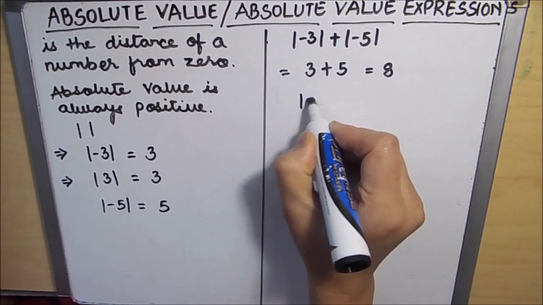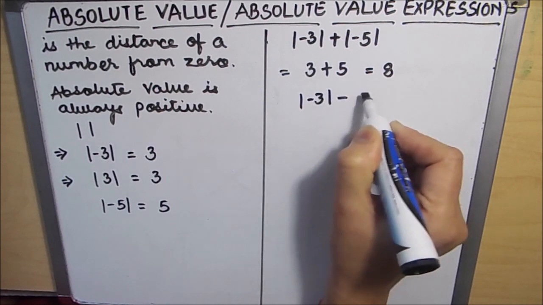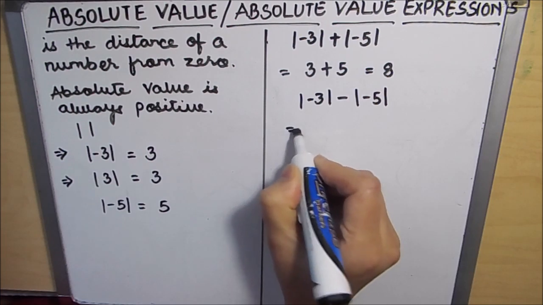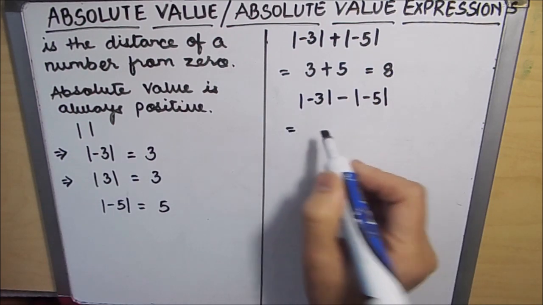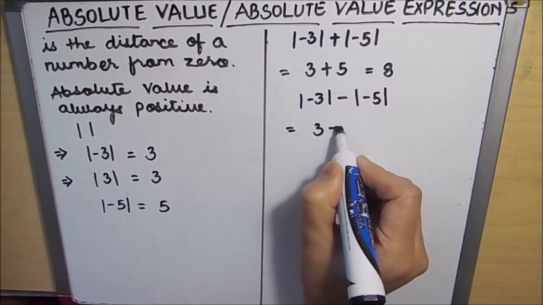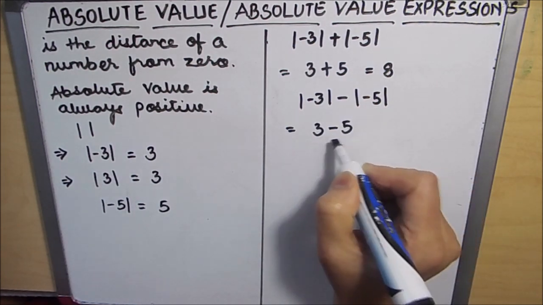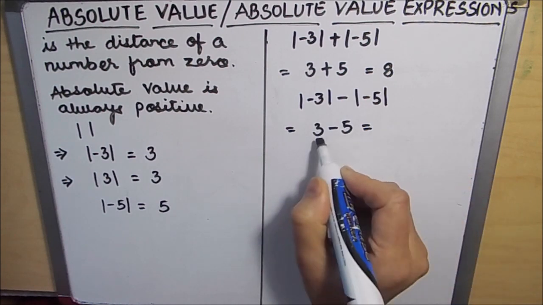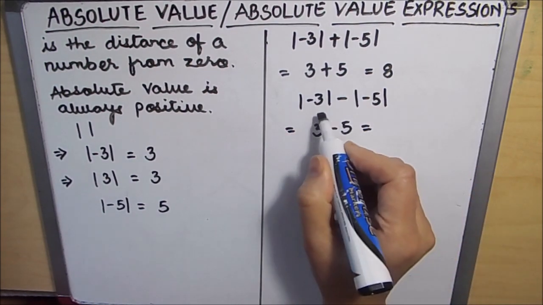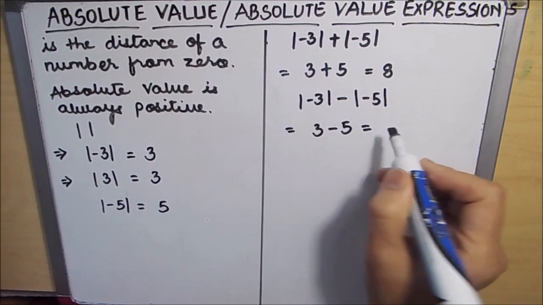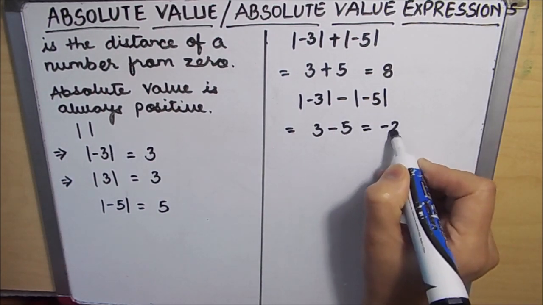Let's find the absolute value of -3 minus the absolute value of -5. Here the absolute value of -3 is 3, minus the absolute value of -5, which is 5, so we'll write 5 here. After solving this, we get the absolute value of -3 minus the absolute value of -5 as -2.